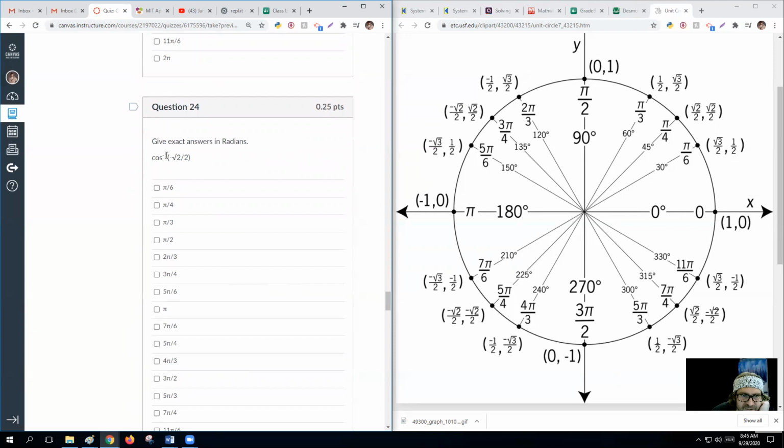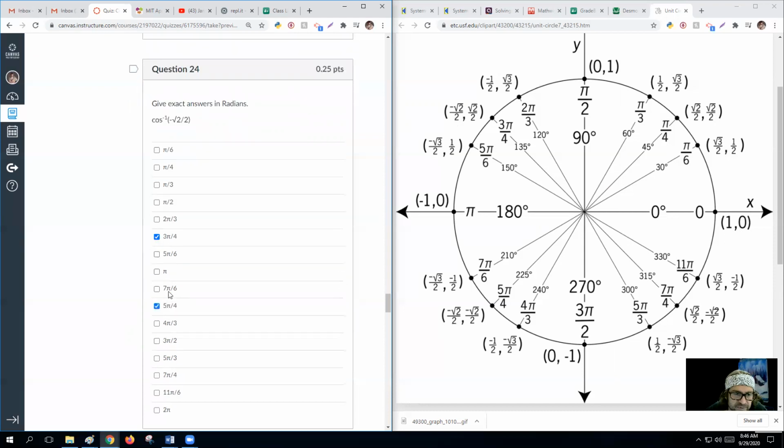We're going to do cosine inverse of the same thing except it's negative. So cosine, we're looking for x. We're going to see where the x is equal to negative radical 2 over 2. Right here at 3 pi over 4, the x is equal to negative radical 2 over 2. And then also down here at 5 pi over 4, the x is equal to negative radical 2 over 2.